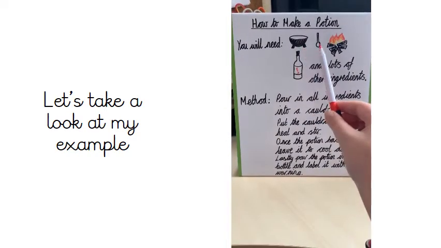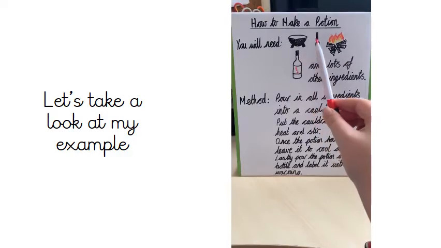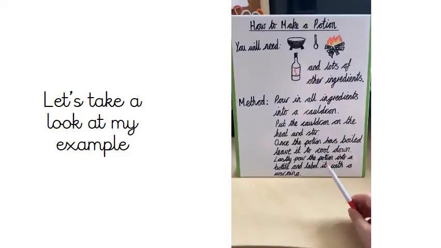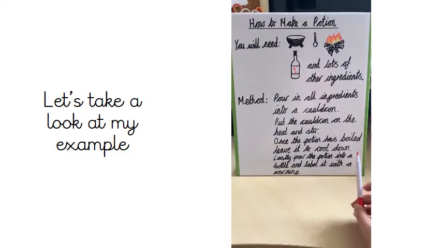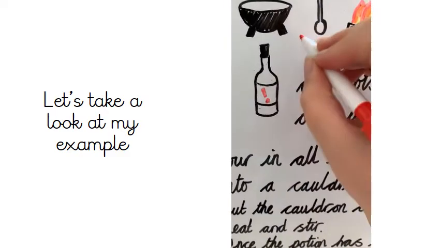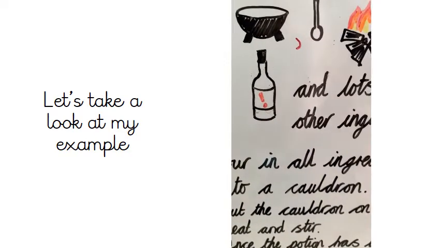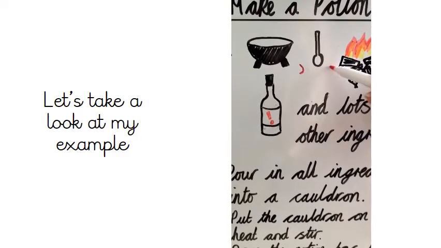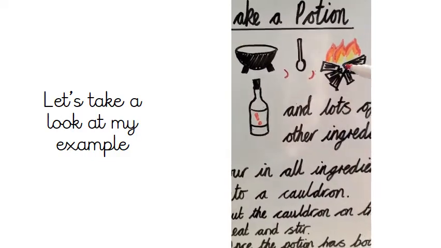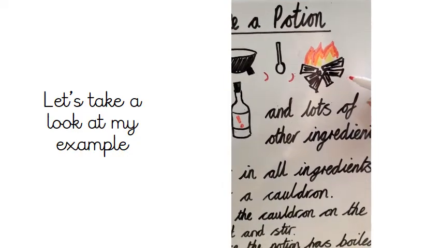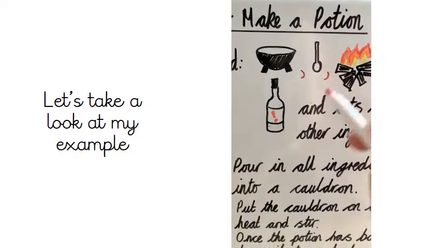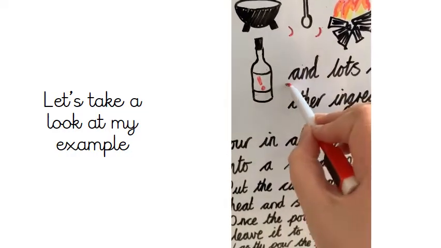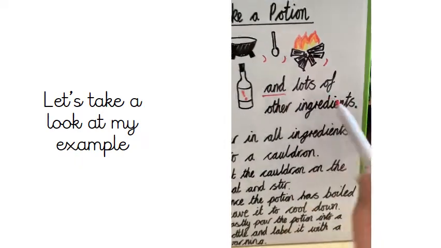Now, this is a list. So what do I need in between these two? So between the cauldron and the wooden spoon, what do I need in between them? Can you remember? I need to add a comma. So cauldron, wooden spoon, and then I need another comma between wooden spoon and fire. And then afterwards I need another comma between fire and bottle. And then I've got and lots of other ingredients.